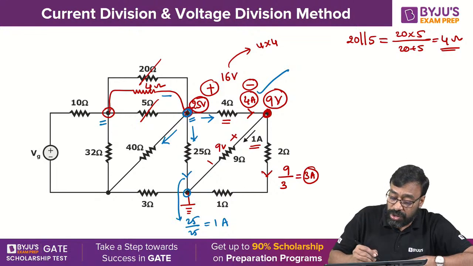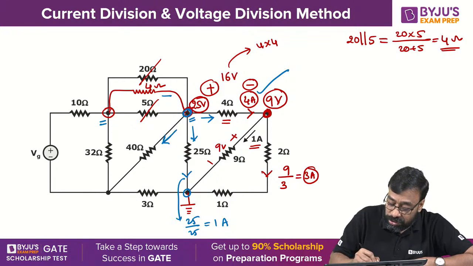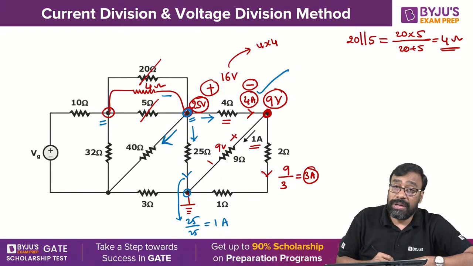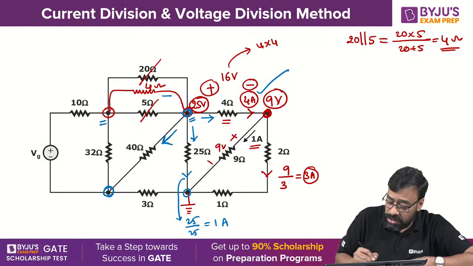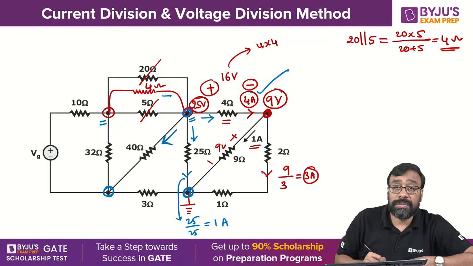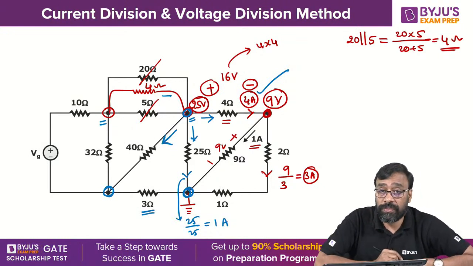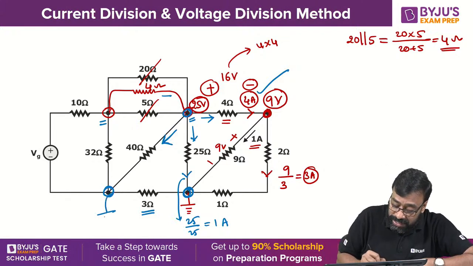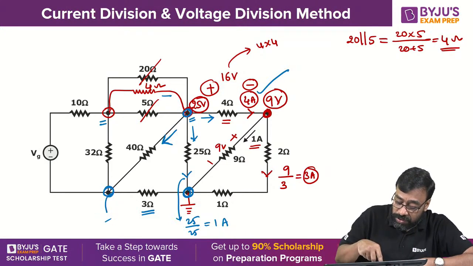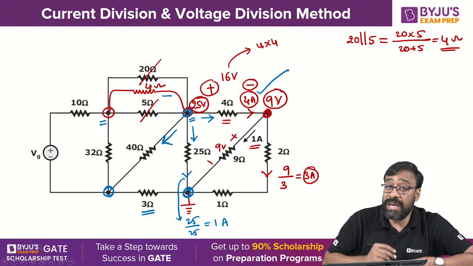But you do not know the current flowing through 40 ohm. You can't take 25 by 40, because this is not operating at 0. Only this is operating at 0, because there is a resistive element in between these two nodes, that is 3 ohm. You can't say this is operating at 0. This is completely wrong. Yes or no, all of you? Therefore, must be careful.